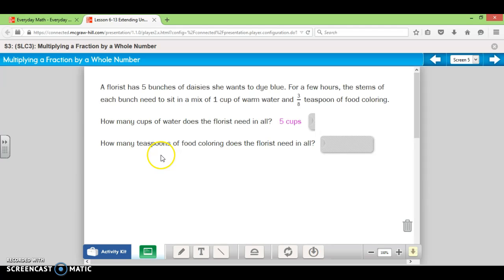Here's what I want you to answer. How many teaspoons of food coloring does the florist need in all? Write that on a piece of paper, bring it to group. I'll see you then, with a pencil, math journal, and your paper.